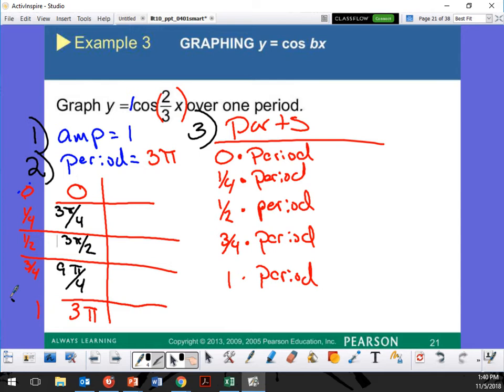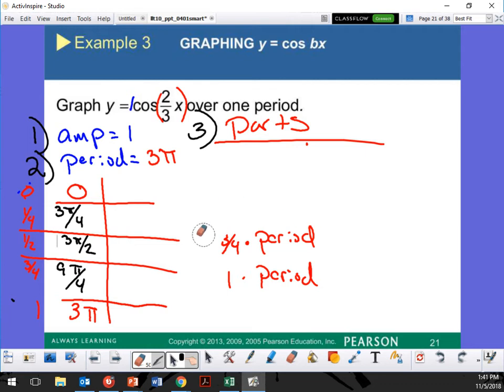And so every time when I say, hey, what's step 1? You would say, find the amplitude. I'd say, what's step 2? You would say, find the period. Step 3, find the parts. It's the parts. So I'm erasing this because I know you all have it in your notes.